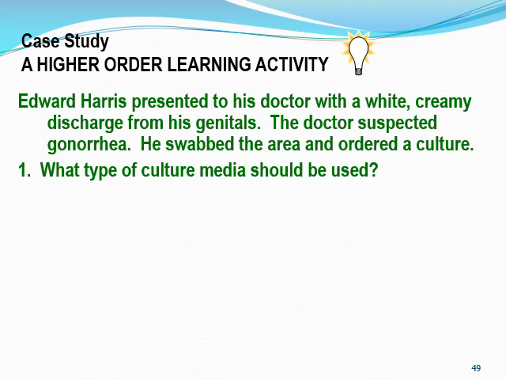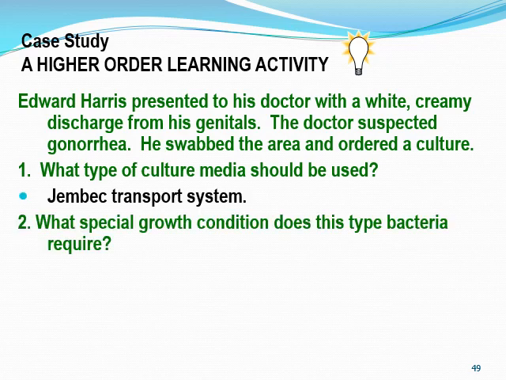So then what we need to do is take a swab from that area, and then we can grow it out, see if we were right, because we're not always right, right? If we are right, then we'll know exactly how to treat and monitor our patients. So what type of culture media that we discussed earlier should be used if we suspect gonorrhea? That Jim Beck transport media, right? And we talked about the special growth conditions that this type of bacteria requires to be able to grow.